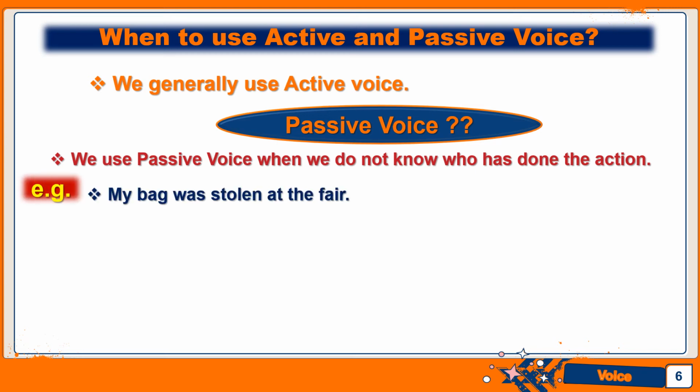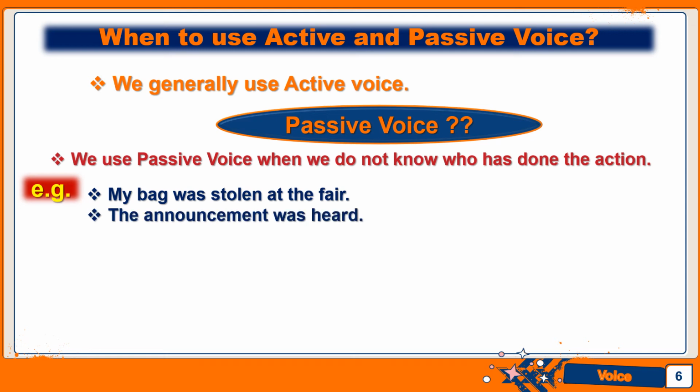Let us take an example. "My bag was stolen at the fair." So here we don't know who stole the bag. We don't know who is the doer of action. So this sentence is in passive voice because we are not giving any importance to the subject. Object, that is "my bag," is right in the beginning. "My bag was stolen at the fair."